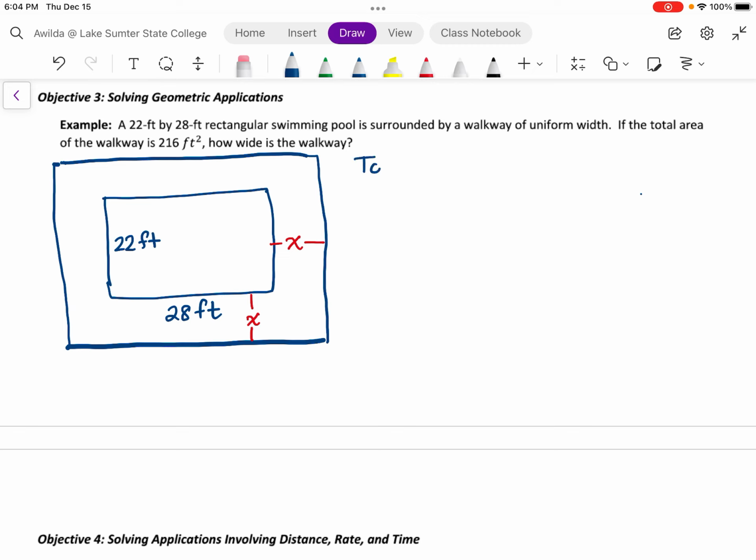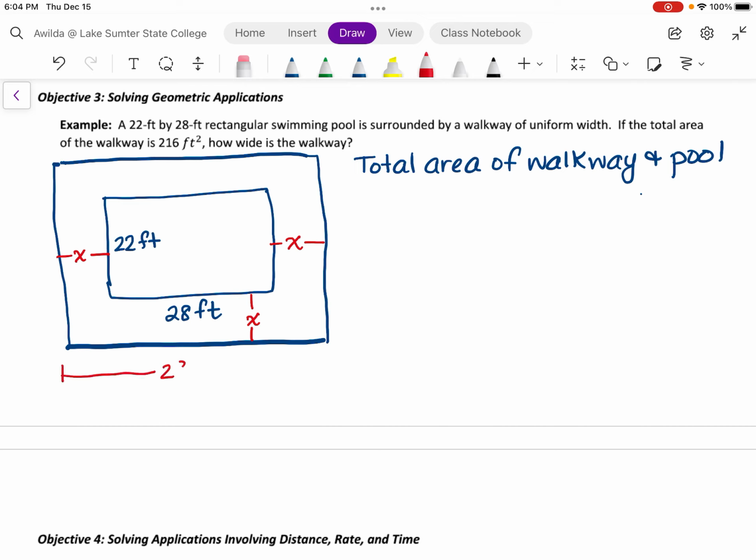So total area of the walkway and pool combined would be the area of the larger rectangle. And let's see, one side would be equal to 28 plus 2 x's. Let's see if I can convince you of that. So from corner to corner, we've got 28 for the pool, and then we've got an x here on the left and an x on the right. So I think the total width would be 28 plus 2x. So that would be one of the side lengths of that larger rectangle.